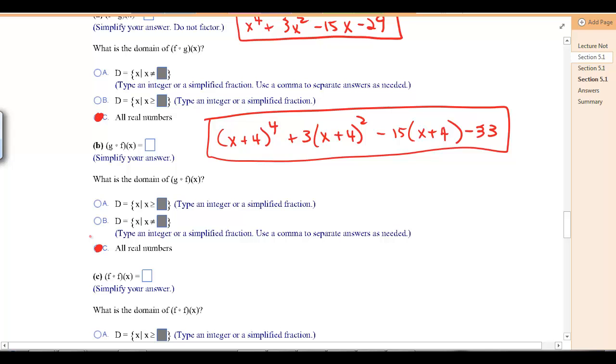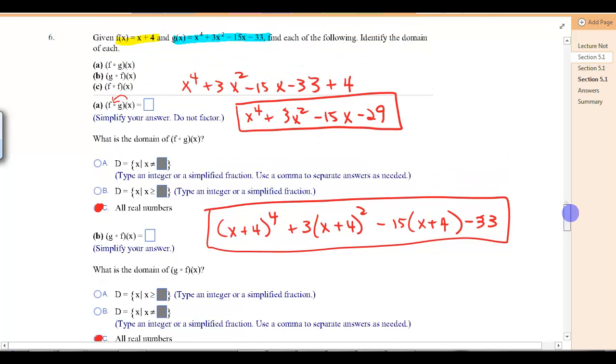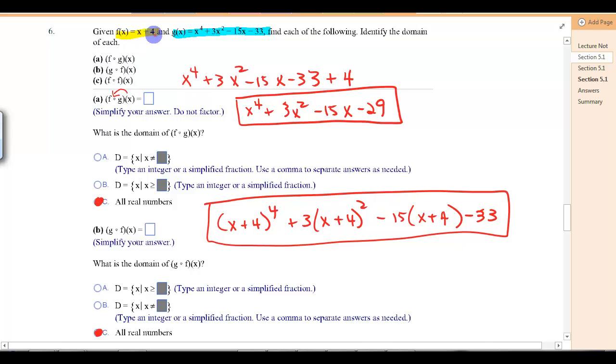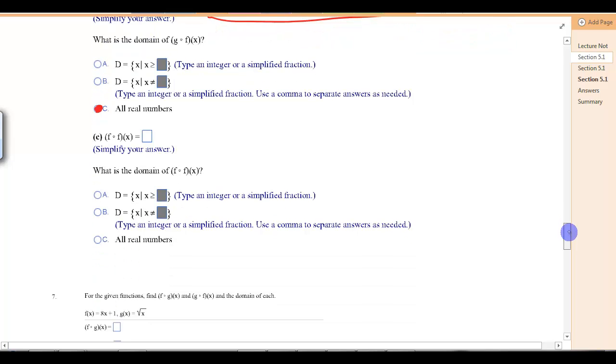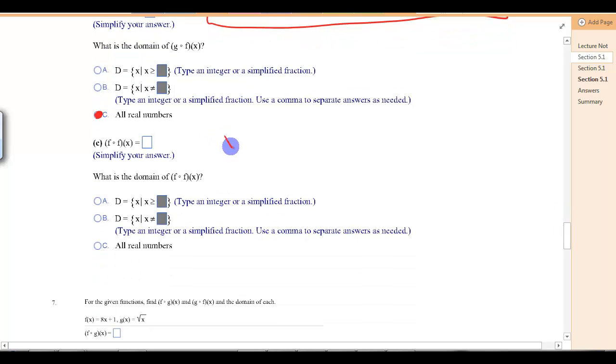And now when we have to do f of f, f of f says we're going to take this x plus 4 and put it in for x. So we'll have x plus 4 plus 4, which equals x plus 8. And the domain, again, is all real numbers.